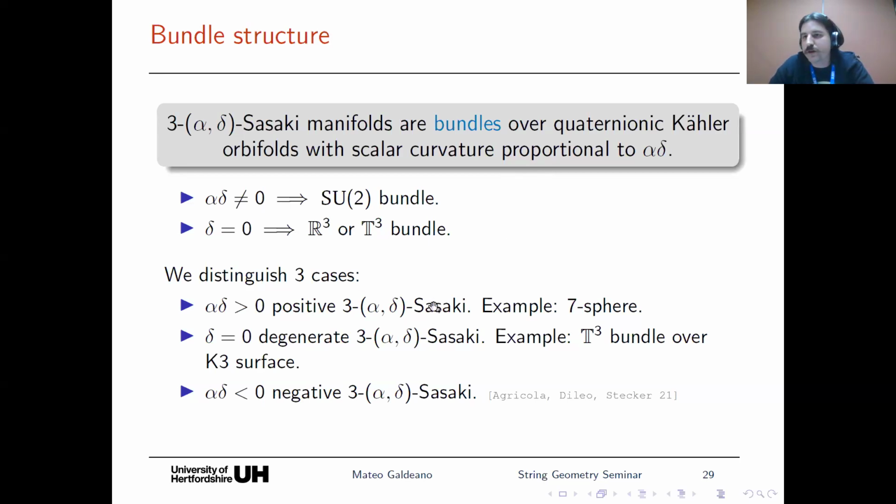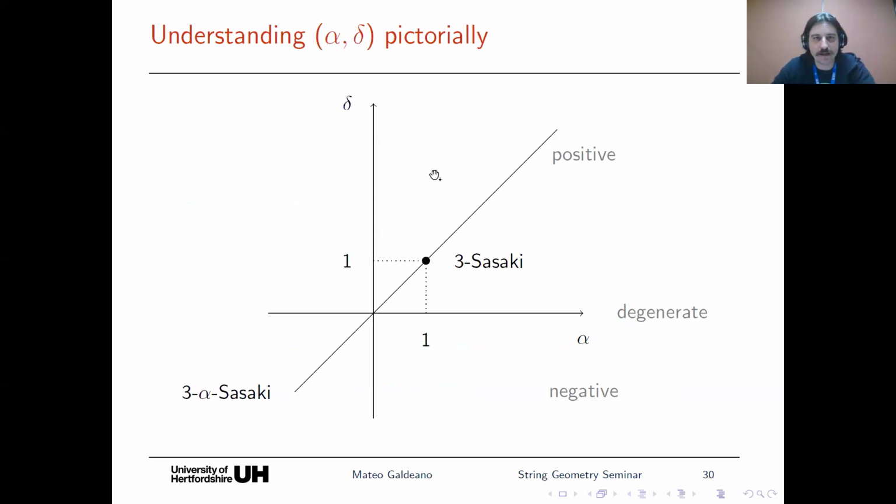Yeah, and there are different behaviors of these 3 alpha delta Sasaki manifolds. So when alpha times delta is positive, for example, the 7-sphere would be the case. As I was saying, delta equals 0 is a degenerate case. An example would be T3 bundles over K3 surfaces. And there are also these negative 3 alpha delta Sasaki that are a bit more exotic. In this paper you can have a look and see. But yeah, these are interesting spaces. And as you can see, we have this space of parameters with the positive, the degenerate and negative 3 alpha delta Sasakis. And 3 Sasaki would be lying here, 3 alpha Sasaki would be a line.